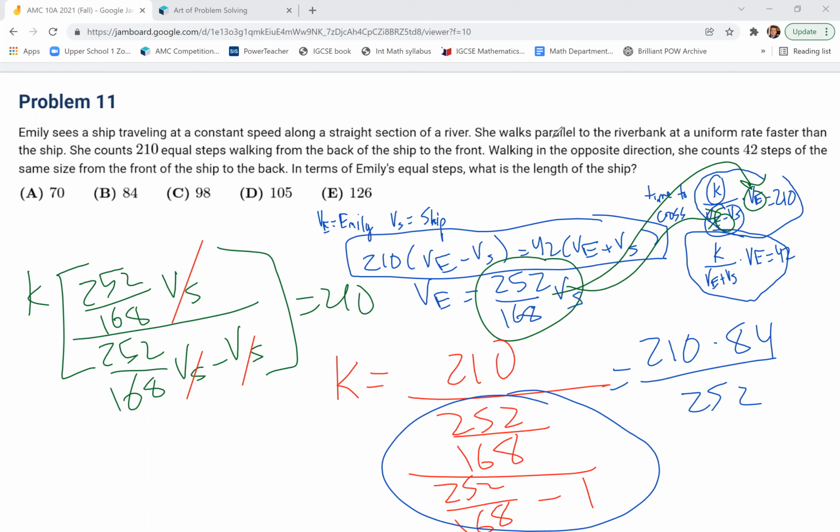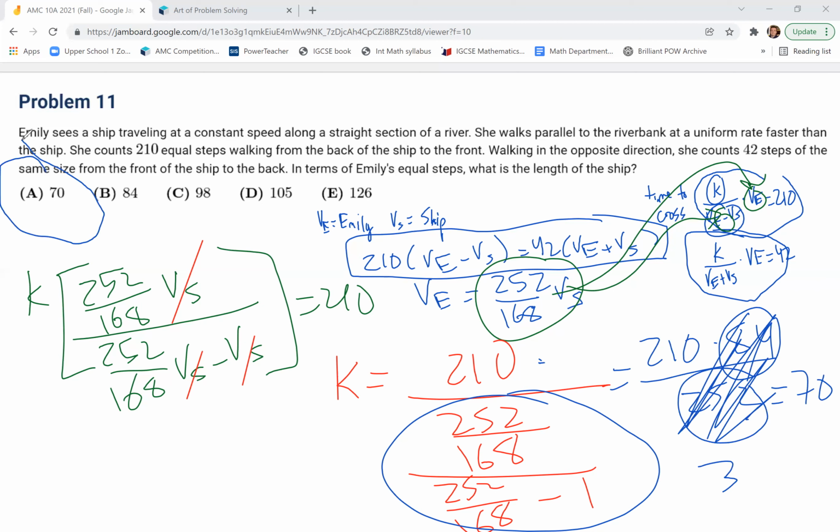And then what I did was I factorized these numbers so I can cancel out common factors. 84 is 21 times 4. 252 is 63 times 4. So this is 21 times 4, and this is 63 times 4, which basically leaves you with a 3 on the bottom. So you essentially just end up with 210 over 3, which is 70. So 210 divided by 3 is 70, right? Which is answer choice A, right? So the answer is A.